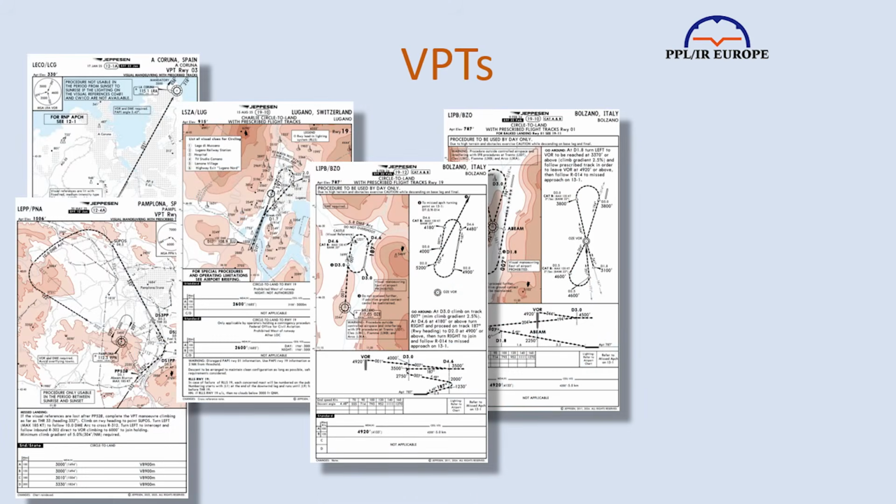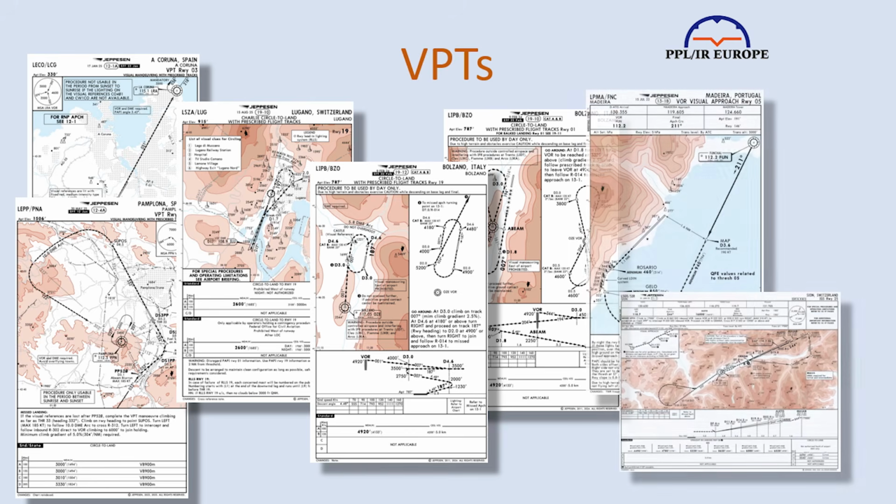Outside France, the other airfields in Europe I can think of which describe their approaches as VPT are A Coruña and Pamplona in Spain, Bolzano in Italy and Lugano in Switzerland, though there are plenty, such as Madeira and Sion, where it's described as a visual approach, but do have prescribed tracks and are therefore effectively VPTs.